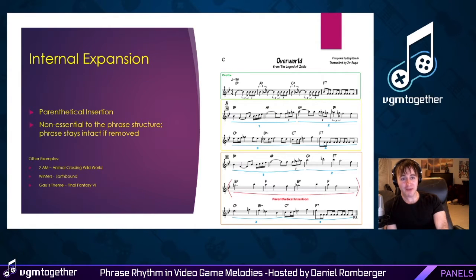So you notice what happened there? They removed the part that was the parenthetical insertion. This one is just straight 1, 2, 3, 4, relatively ordinary phrase structure. But in Link's Awakening, by this point, we've heard the main theme for 3 Zelda games. So the removal of the part that makes this unique actually made the Link's Awakening version of the theme unique.